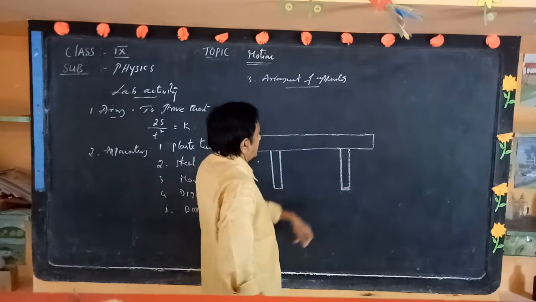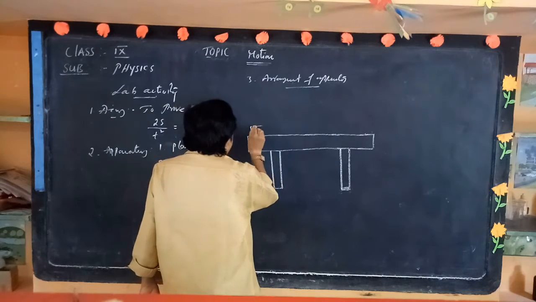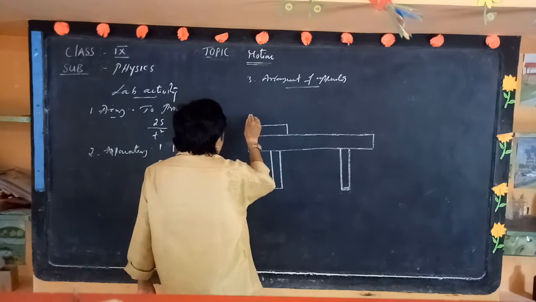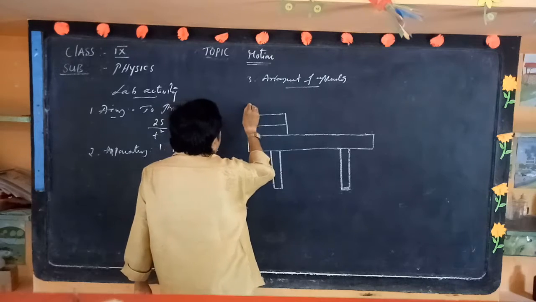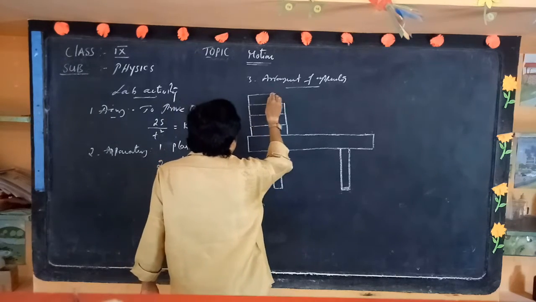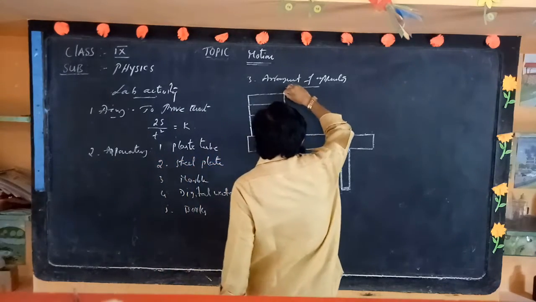This is the table platform to be considered. On that, to place some books, so like that, to be placed one by one. To place the books like this, one by one, like that, and to place this hollow tube.